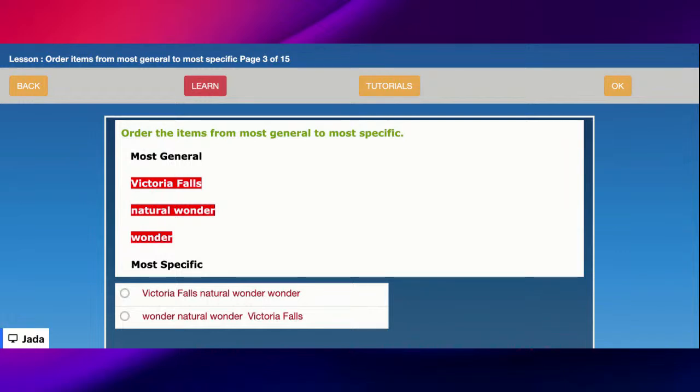So what's this one? So option one or option two? Option two. Okay, so option two is good. We have the natural wonder first. Okay, so this one, how can you classify this one? Tell me.